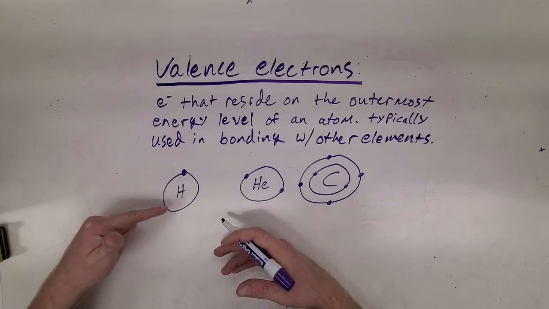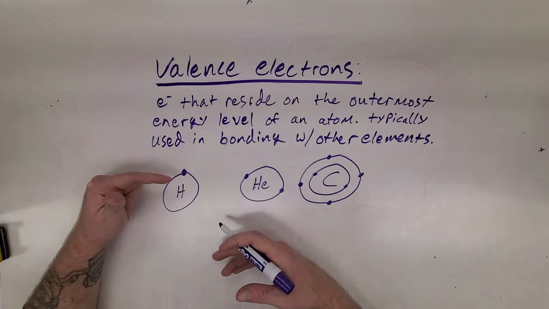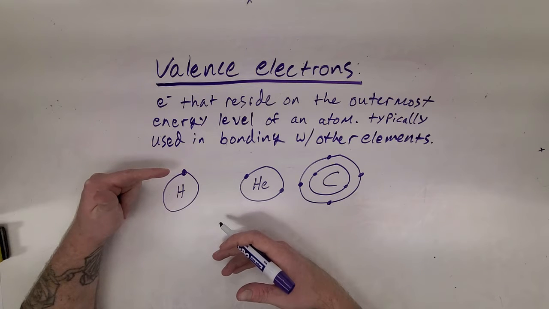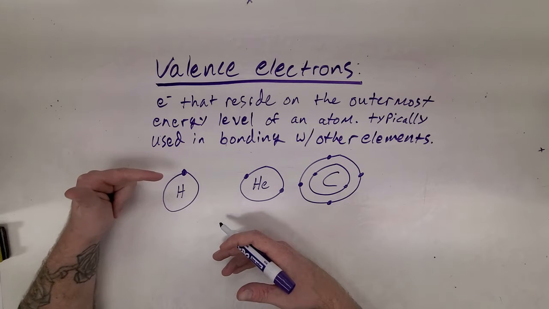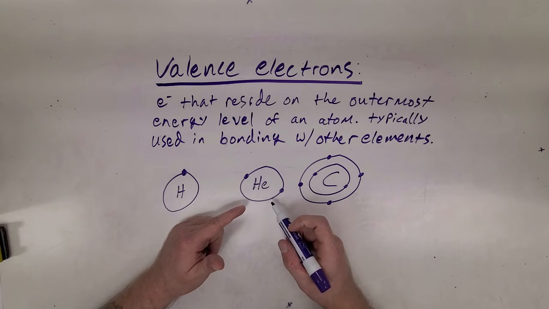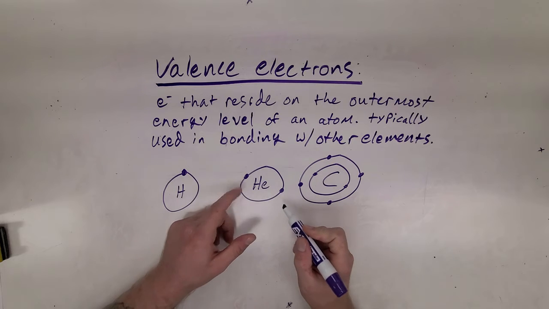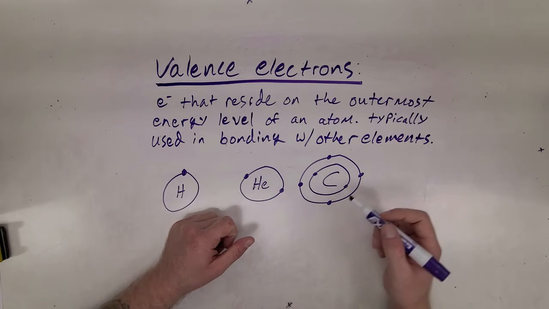Hydrogen only has one energy level, and because it is the very first element in the periodic table, it's only got that one electron on the outer level, so it's only got one valence electron. Helium is the second element on the periodic table, so it has two total electrons. It only has that one energy level, so it has two valence electrons.